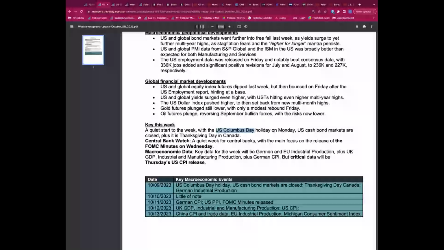You guys who live in the States will be able to tell me better, but my understanding is it's not a full-blown public holiday, national holiday, federal holiday. I think it's done state by state. But we do see the cash bond markets are closed.